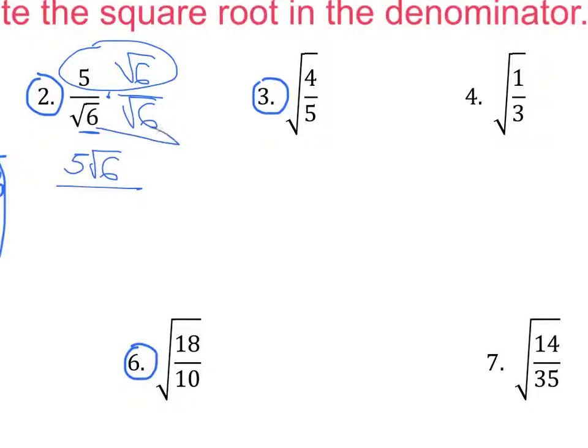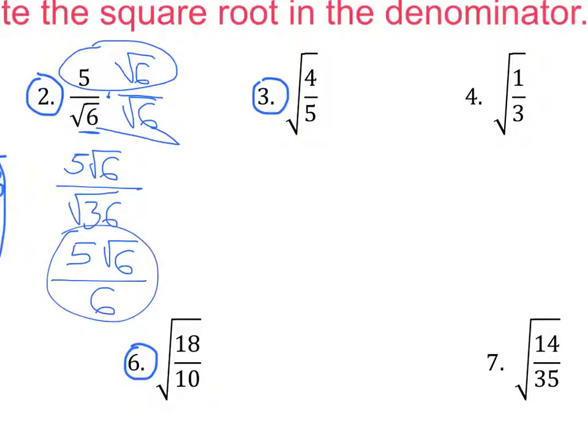Again, here I can multiply these. 6 times 6 is the square root of 36. And then square root of 36 is 6. So our answer for 2 is 5 root 6 over 6. You can kind of see this pattern here. I have no problem if you guys multiply this. Root 6 times root 6 just winds up giving you 6. Alright, so now we move the square root to the top, and we've rationalized.